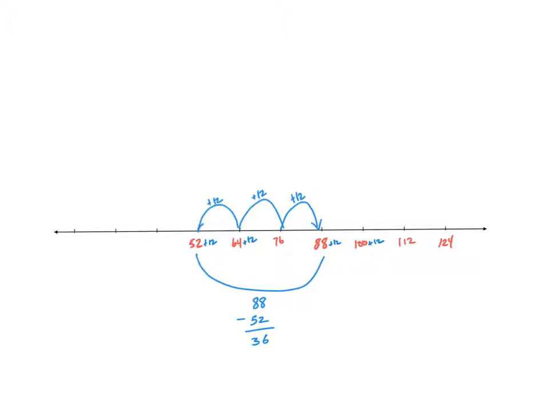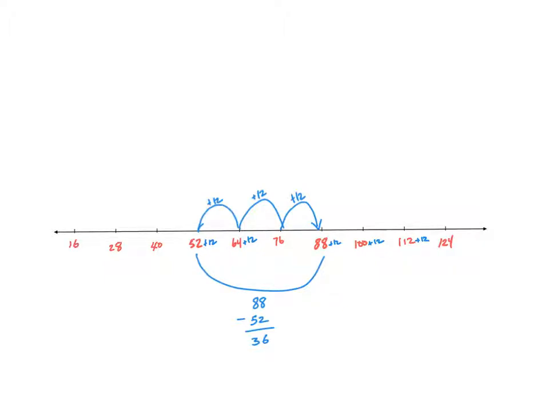I can check to make sure this is correct by adding 12 right here at the end, and it does equal 124. When I go to the left, I'm going down now, so I have to subtract 12 from 52. So 52 minus 12 equals 40. 40 minus 12 equals 28, and 28 minus 12 equals 16.